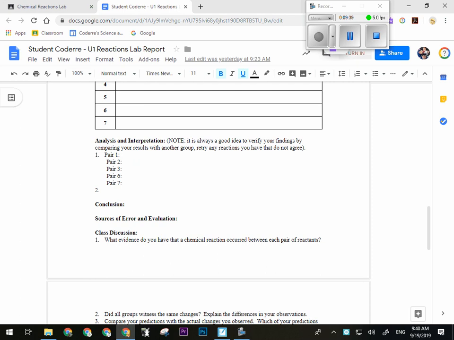Sources of error and evaluation. So I'm looking for 2 sources of error here and ways to fix them. And remember, they can't be human error, like it was hard to smell it. Find somebody better at smelling. I don't know, but that's not a source of error. You need to come up with something else.